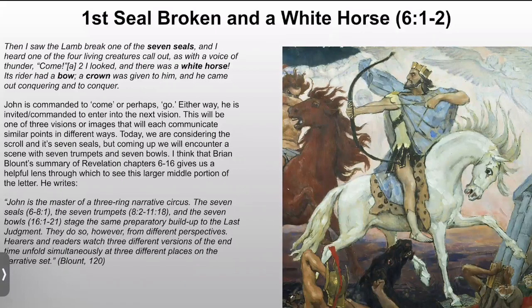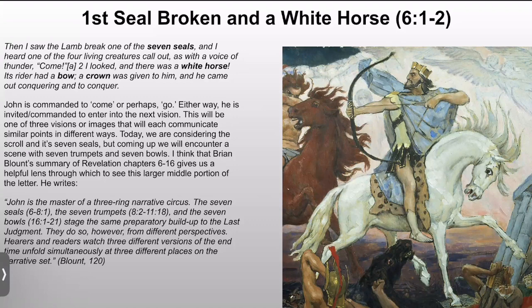So let's begin at the beginning of chapter 6. We'll go through verses 1 and 2 now. They read, "Then I saw the Lamb break one of the seven seals, and I heard one of the four living creatures call out as with a voice of thunder, 'Come.' I looked, and there was a white horse. Its rider had a bow. A crown was given to him, and he came out conquering and to conquer."